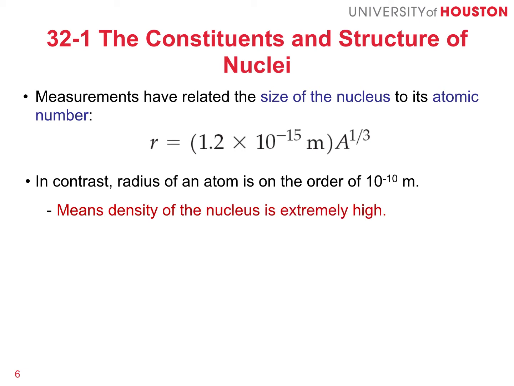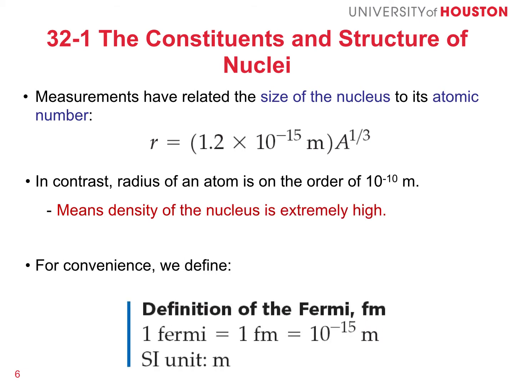For convenience, we have a measure of length that is suitable for nuclear scales, and that measure is the Fermi meter, and 1 Fermi meter is equal to 10 to the minus 15 meters. We also refer to this as simply 1 Fermi.